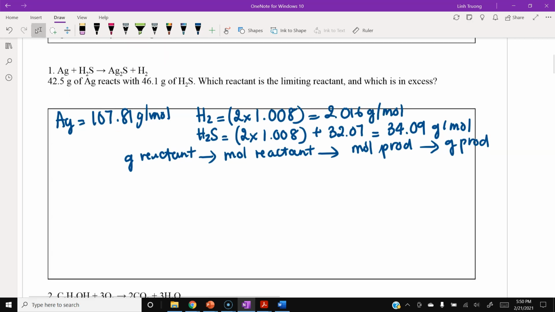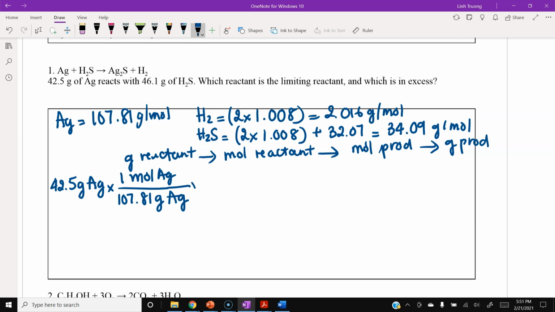Let's start with our first reactant, which is silver. So I do 42.5 gram of silver. I'm going to use the molar mass to convert that to mole. So I know that silver, the molar mass is 107.81 gram per 1 mole of silver. Then I want to convert that to the mole of the product using our balanced chemical equation up above. So I forgot to balance that, so let's do that real quick. Silver right there. Okay, that should be balanced.